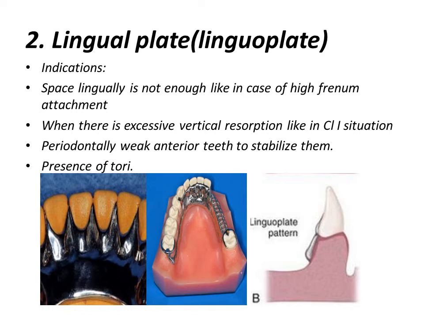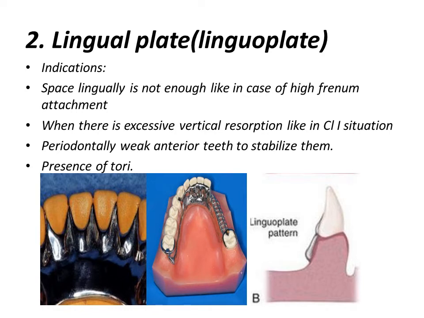In case of periodontally weak anterior teeth, where the teeth have a periodontal problem, meaning there is mobility in these teeth, to stabilize these teeth by covering the lingual part of them, we stabilize them by the lingual plate. Lingual plate is indicated.